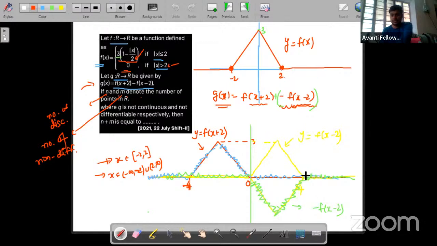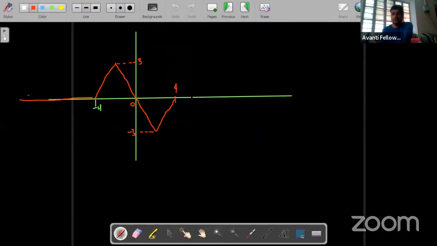What is the next graph? Green graph. Green graph is also 0. So 0 plus 0 is 0. Means after 4, the complete graph is 0. So this is my required graph. This is the graph of y equals g(x).